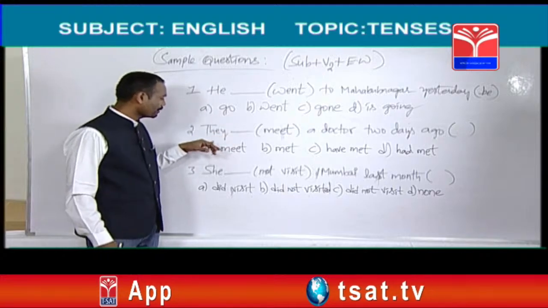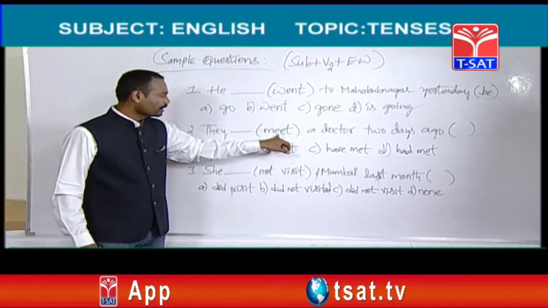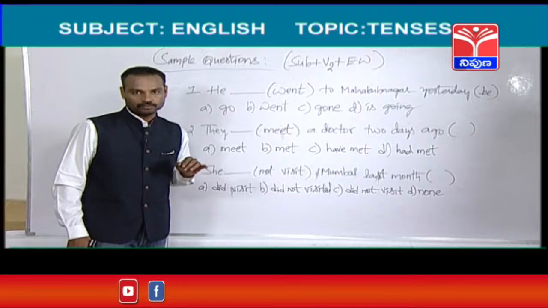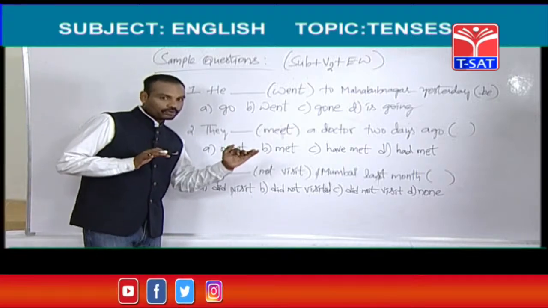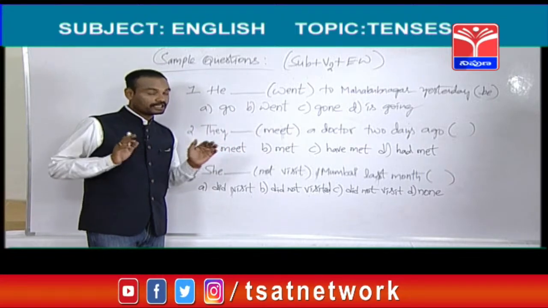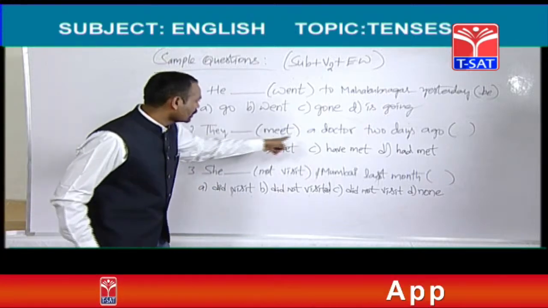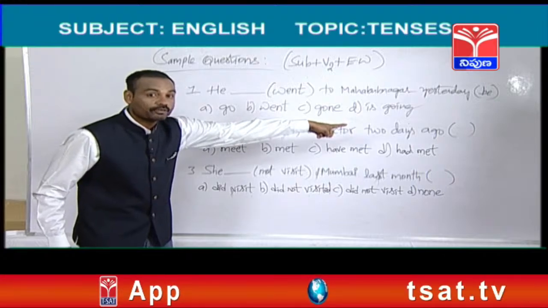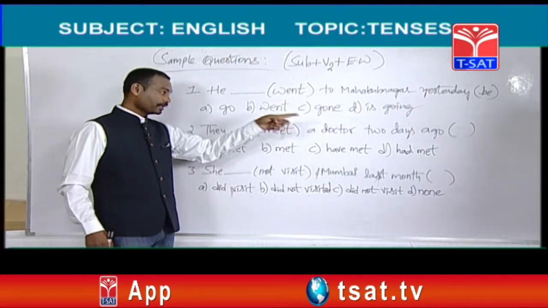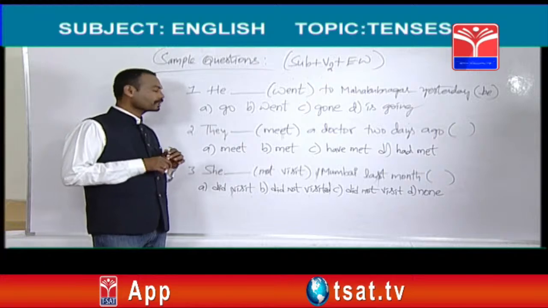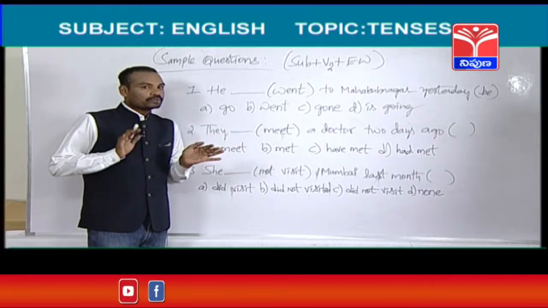Let's see one more example. "They (meet) a doctor 2 days ago." So I have told you that before going to catch the answer, we should know which tense it is. How to find out the tense? With the help of the keyword. Is there any keyword? Yes, ago. Ago is the keyword of simple past. So it is there, ago means it is simple past tense. So you came to know which tense it is.